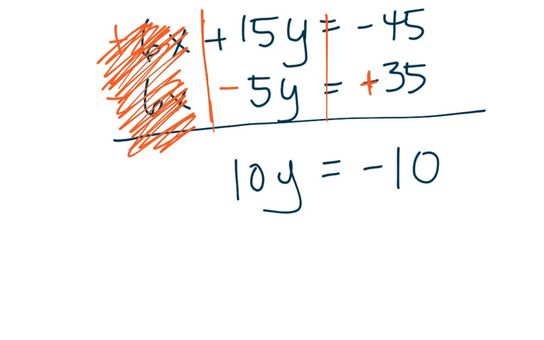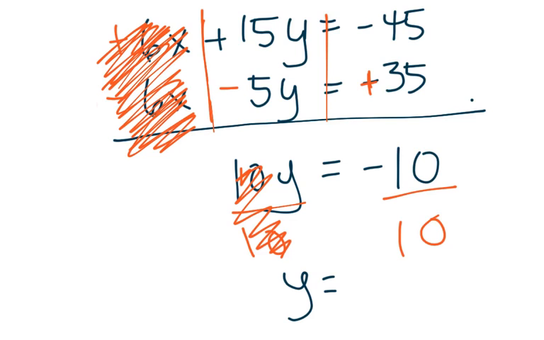And you can check all of these on your calculator. Just put them in exactly the way they look. You know, negative 45 plus 35. 15 minus 5. And then we're going to divide by 10 because we're trying to get y by itself. And we get that y equals negative 1. So we know what one of the solutions is. We know the y, but we still don't know the x.